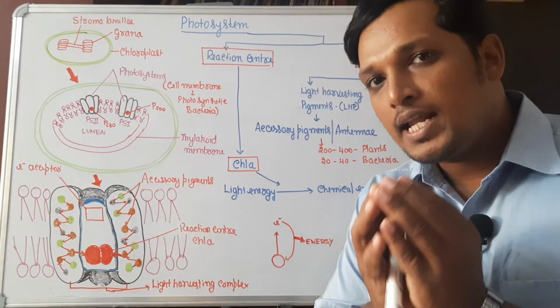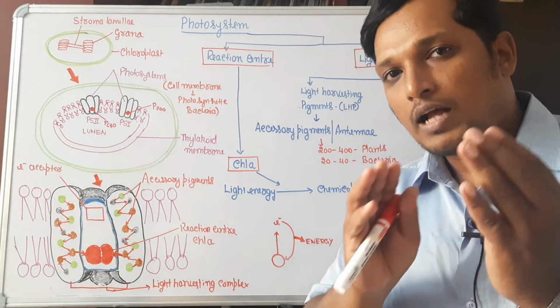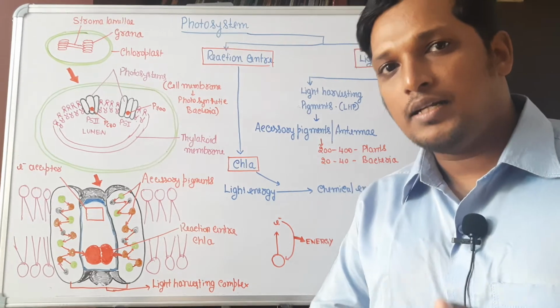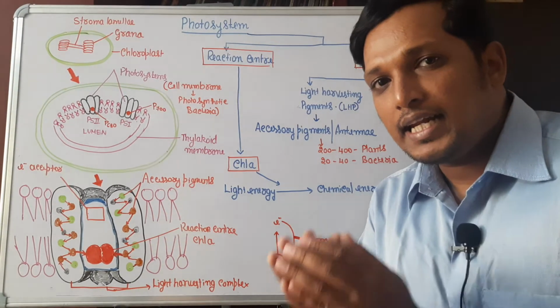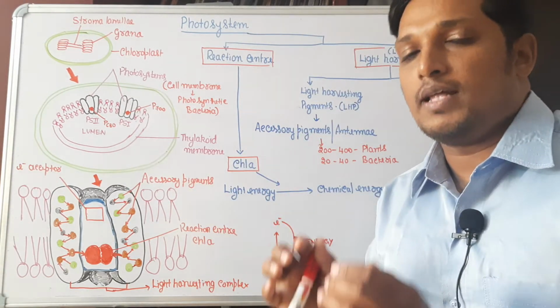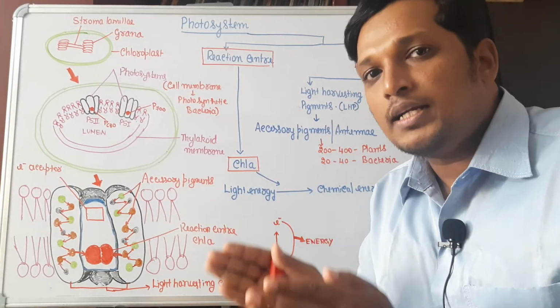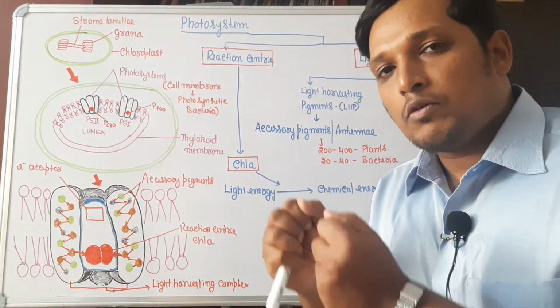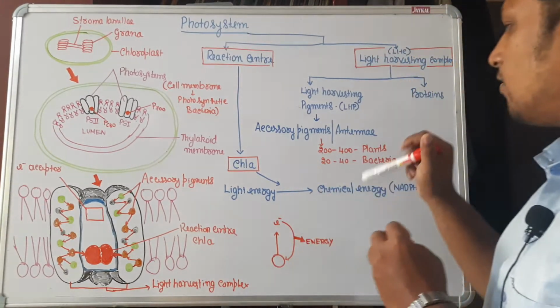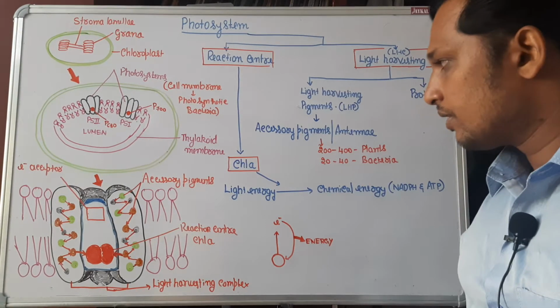Because sunlight consists of ultraviolet light, infrared, visible light, all those lights. These pigments are like antennae. They collect only a specific wavelength of light, that is 400 to 700 nanometers of the visible spectrum, which is required for photosynthesis. Hence they are also called antennae.